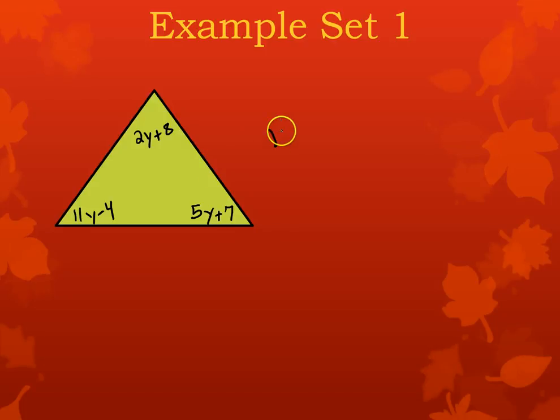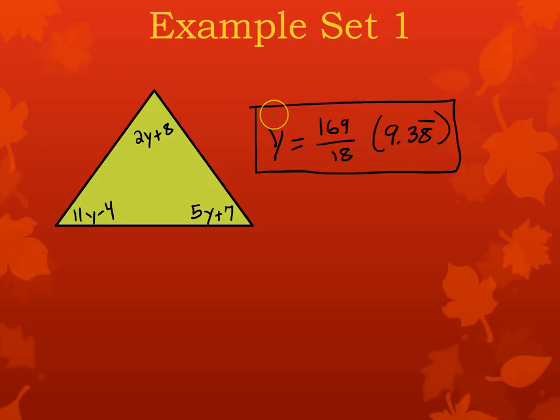Alright, when you work that out, you should get y to be, as the improper fraction, 169 over 18, or as the decimal, 9.38, where the 8 is repeating. That's all you have to do for your triangle sum theorem.